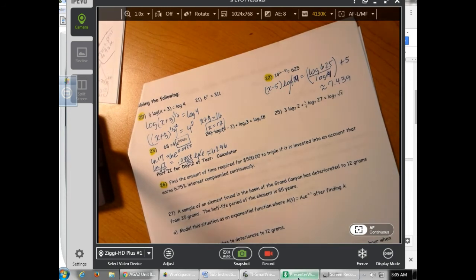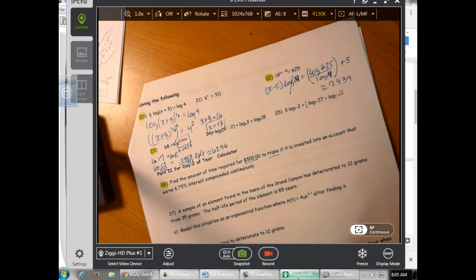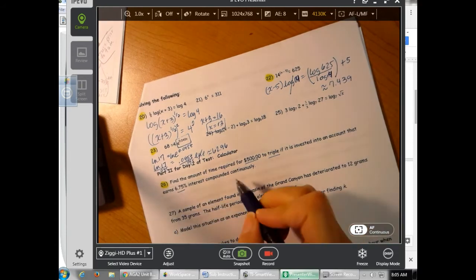All right, so number 26. Find the amount of time required for 500 to triple if it's invested in an account that earns 6.75% interest compounded continuously.